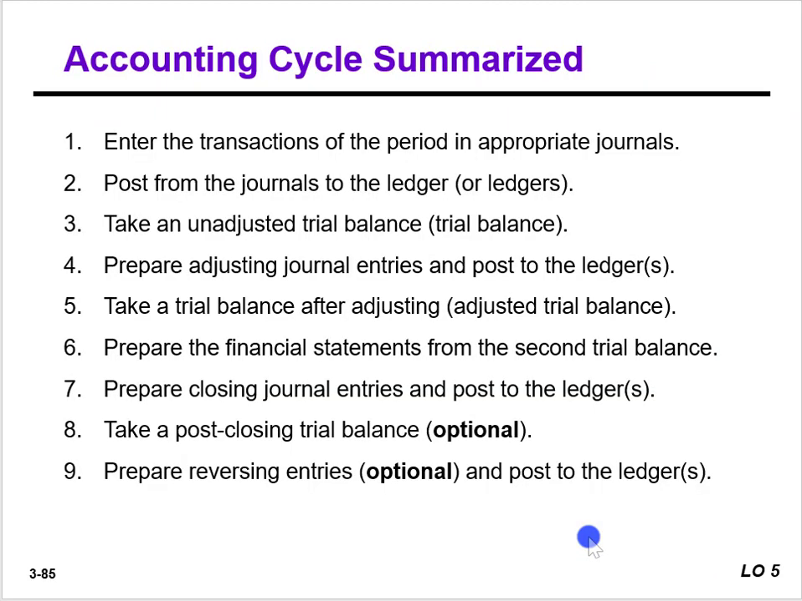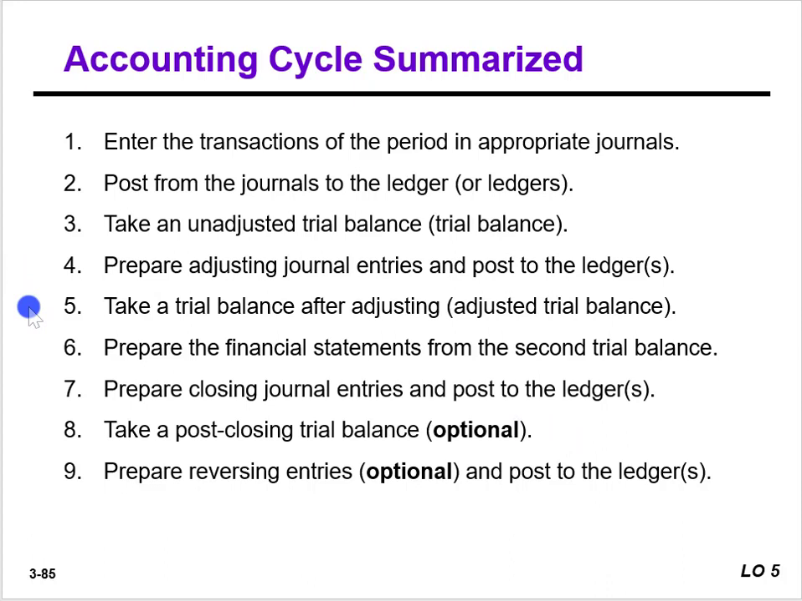And so the accounting cycle summarized. And so I try to go slowly and go over each one of these examples because they're very important. And so number one, you enter the transactions of the period in the appropriate journals. So we went over what transactions were and thus what those T accounts were to kind of help you visualize it, but you enter them in the journals. You post from the journals to the ledger. Then the ledger comprises the trial balance. So you take an unadjusted trial balance and then you prepare the adjusting journal entries to post to the ledger.